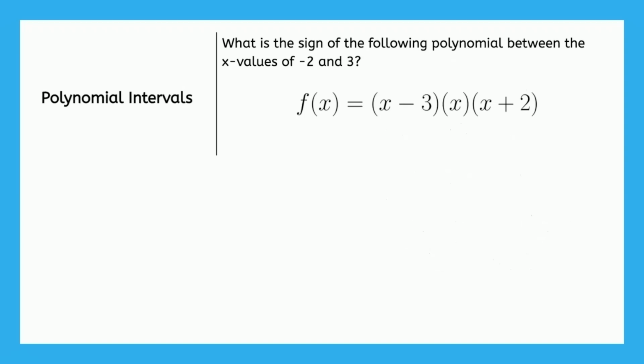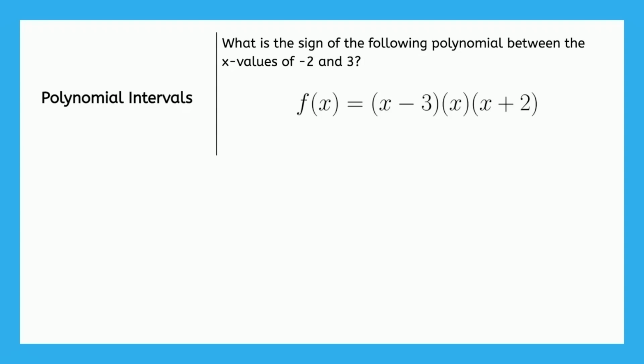Now, I would encourage you to go back and watch more of the original polynomial intervals video if your memory feels foggy about this, because it's a little bit more in-depth topic. But we're going to do this example, and then any more questions you have, you can refer back to the original video. So they say, what is the sign of the following polynomial between the x values of negative 2 and 3?